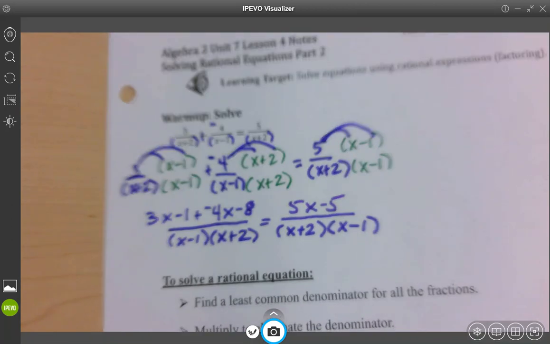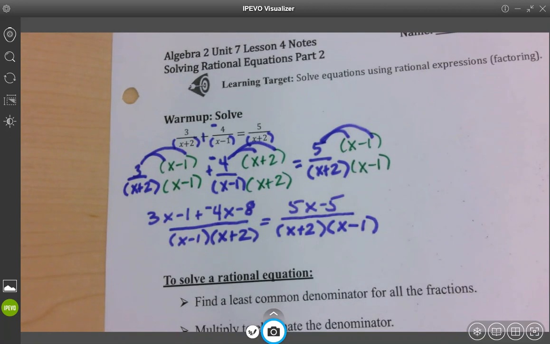Okay. All right. How can I get rid of those denominators? Multiply. Very good. I'm going to take a question. Go ahead. 3x minus 3. Yes, guys.